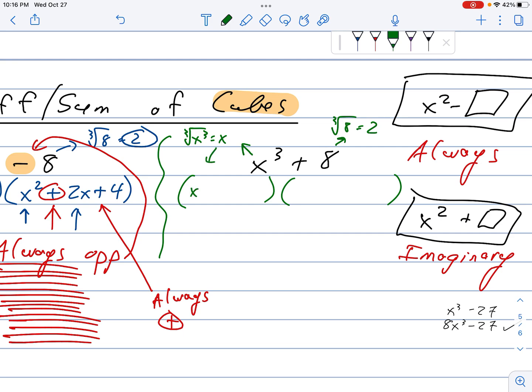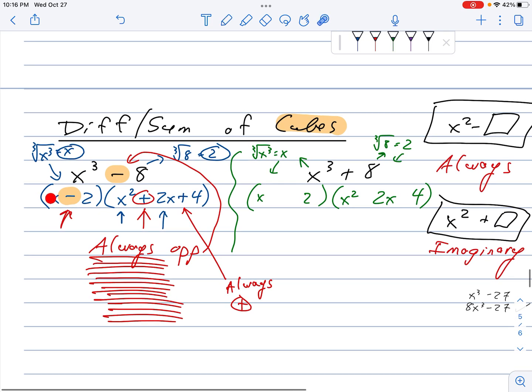X, 2. Then, first term squared. Second one squared. That goes in the back. The middle, this times this. So far, it looks identical to what I did in blue, because the x to the third and the 8 are the same. The only difference is the plus.